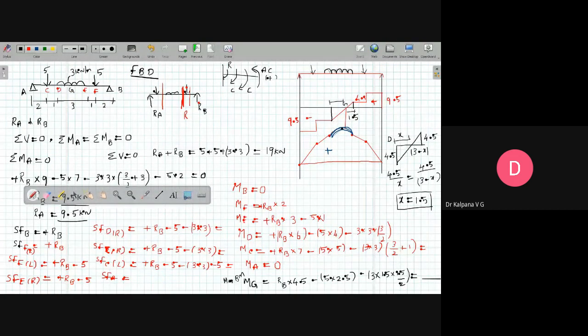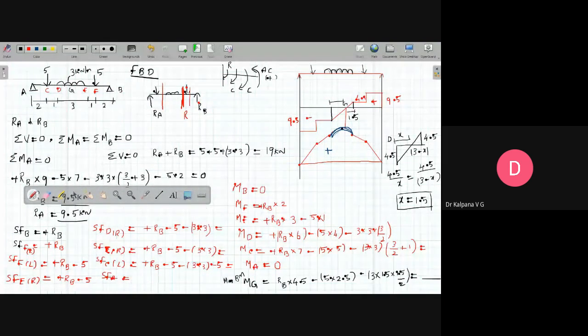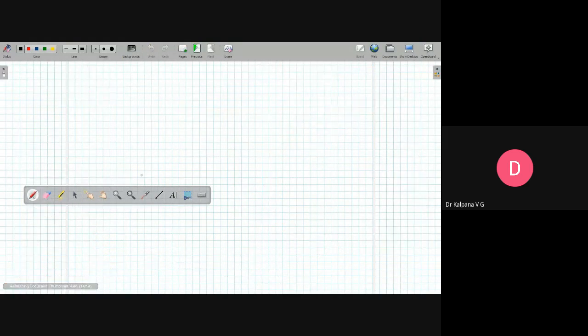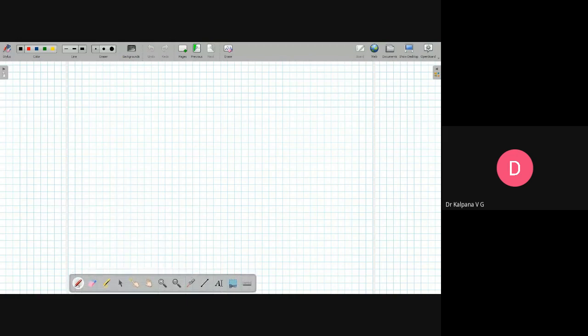Any clarifications? Shall I move on to the next problem? Okay, next I'll move to the overhanging beam, since I have only 20 minutes more to complete the session by 4:45.